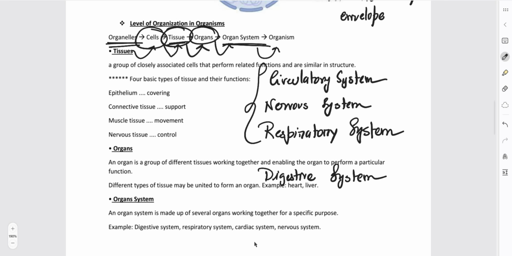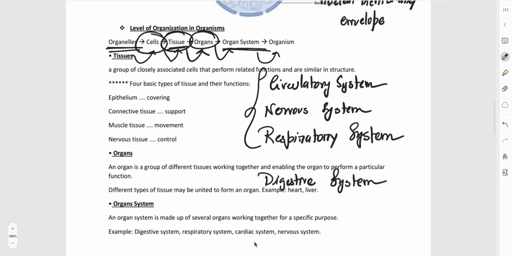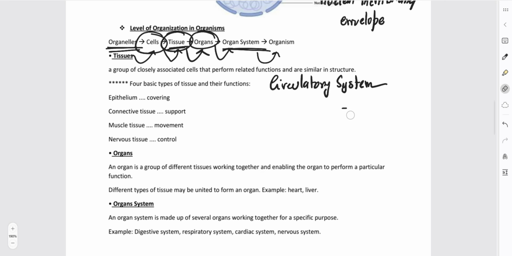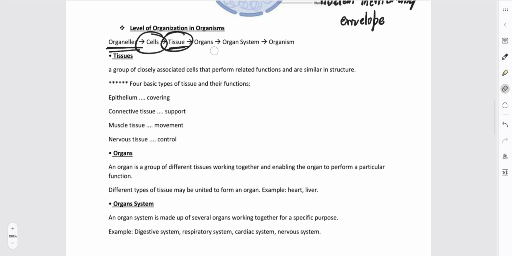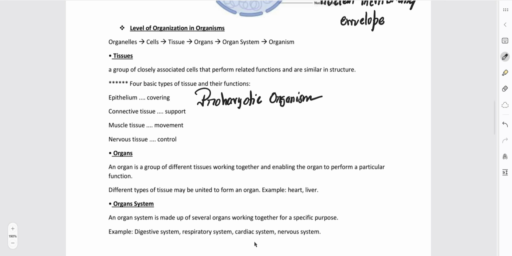Now for our final topic to conclude this class, we are going to talk about two things, not in detail right now, but just a brief overview, right? We are going to talk about prokaryotic organisms and eukaryotic organisms, right?